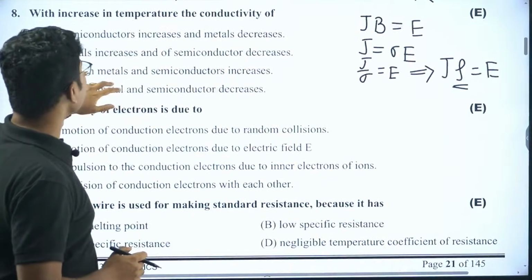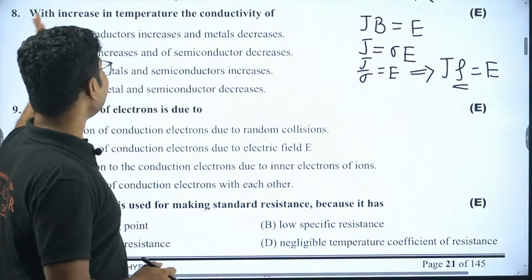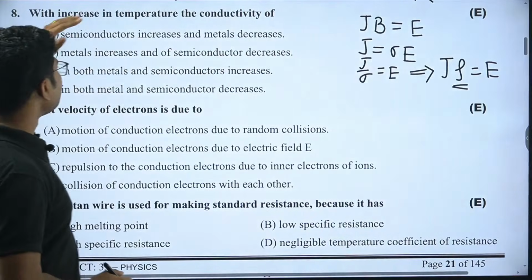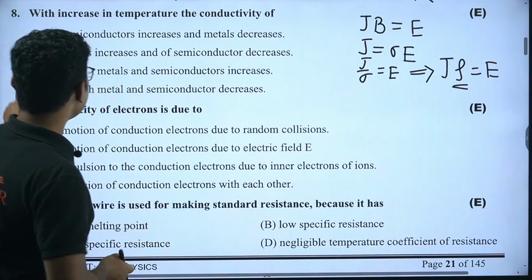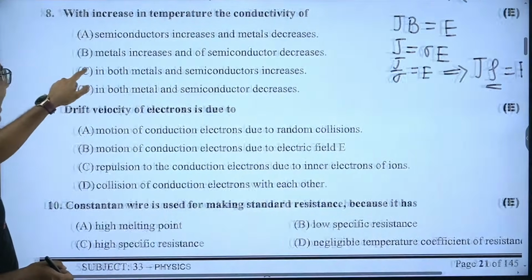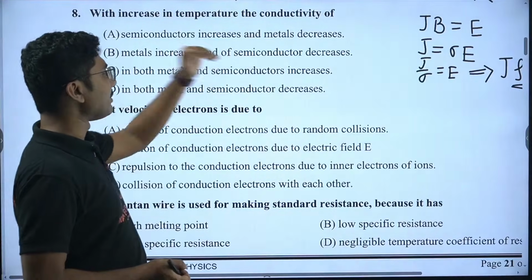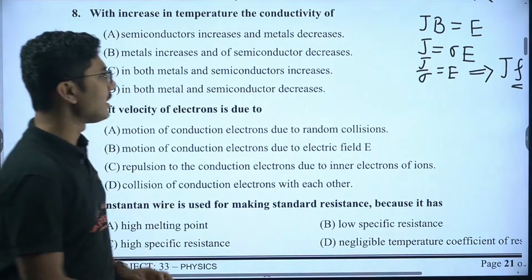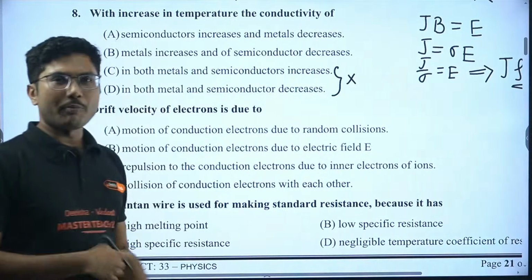Now let's see the next question. With the increase in temperature, the conductivity of semiconductors increases and metals decreases. Metals increases and semiconductors decreases. In both metals and semiconductors increases. In both metals and semiconductors decreases. So definitely the last two options are not correct because they go in the opposite direction.